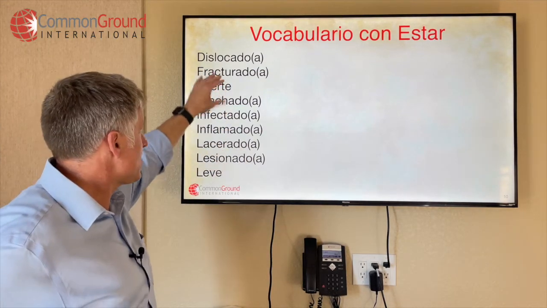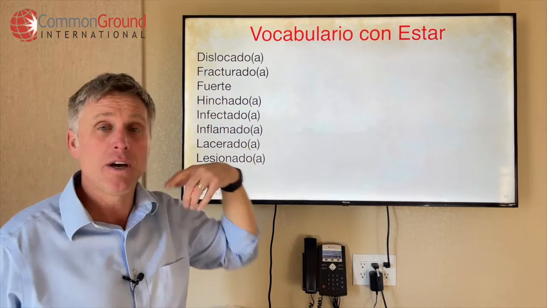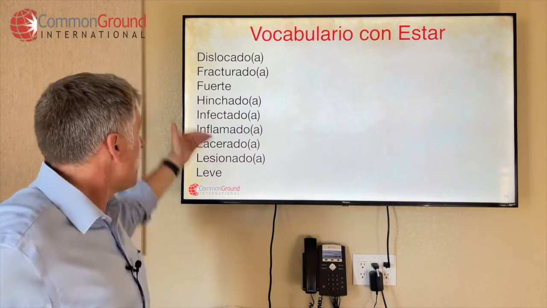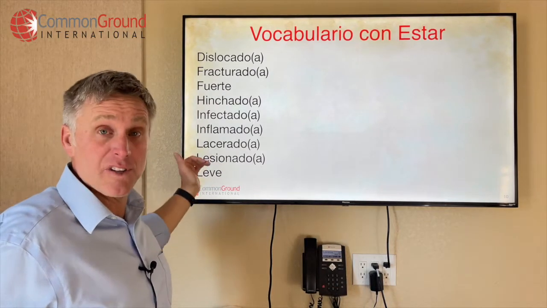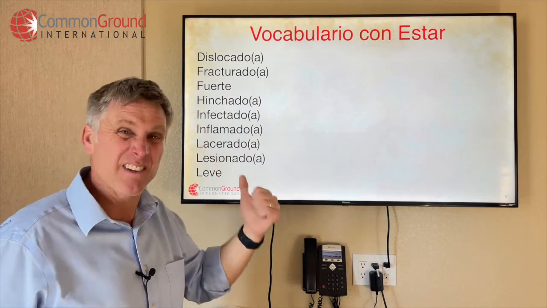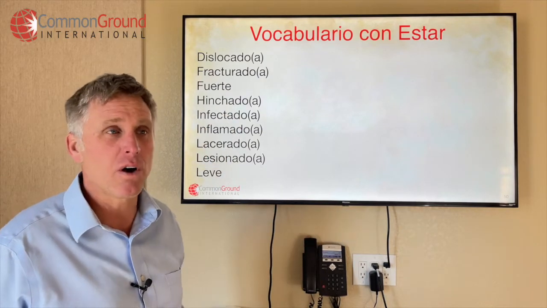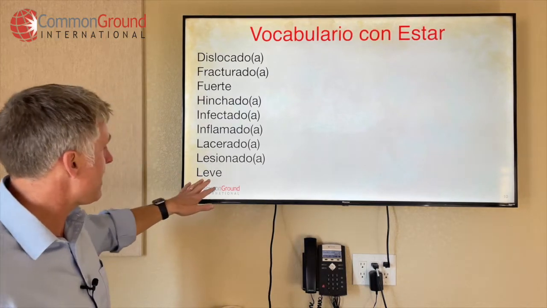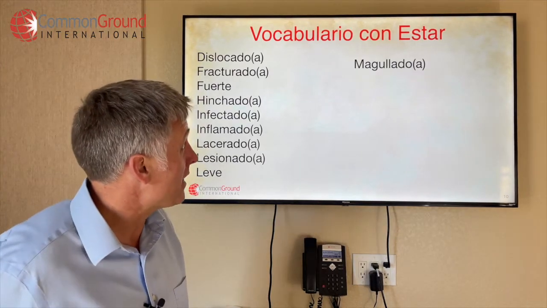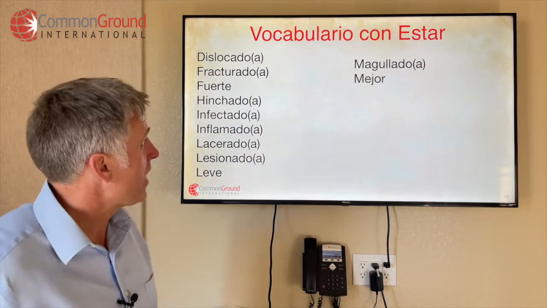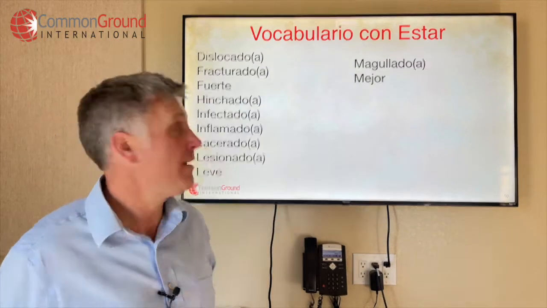The rest of these are just simple adjectives to describe the injury on a particular body part. But fuerte, leve, these are descriptors of pain, yeah? Fuerte, like really strong or high pain, or duele mucho, right? And then leve, a light pain. Magullado, bruised.